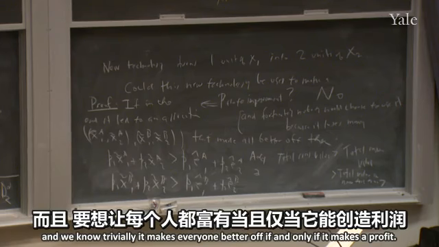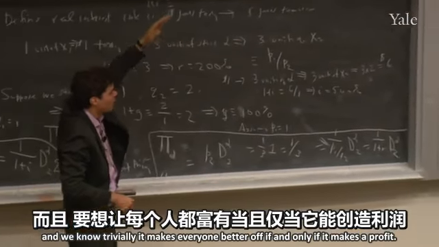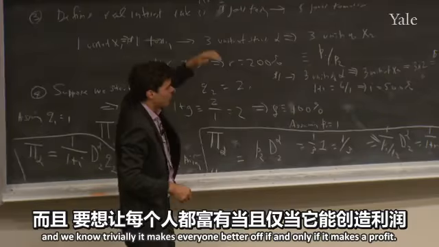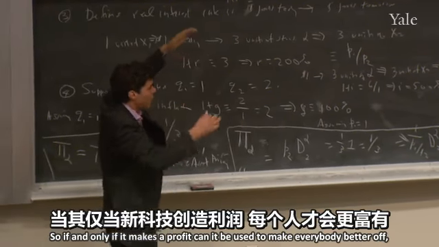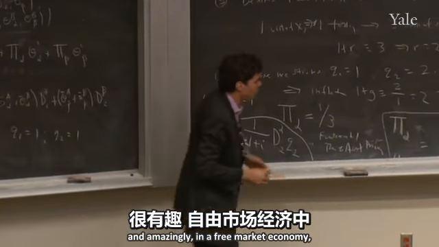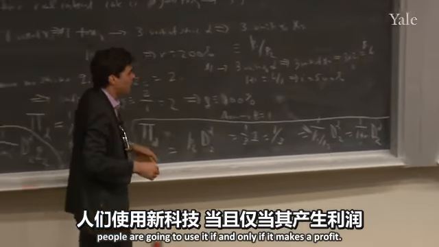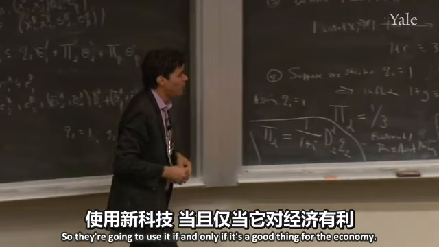And we know trivially that if it loses, okay, it makes everyone better off if and only if it makes a profit. So if and only if it makes a profit can it be used to make everybody better off. And amazingly, in a free market economy, people are going to use it if and only if it makes a profit. So they're going to use it if and only if it's a good thing for the economy.